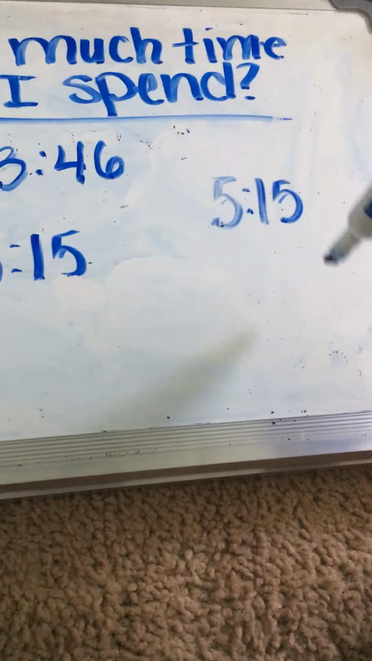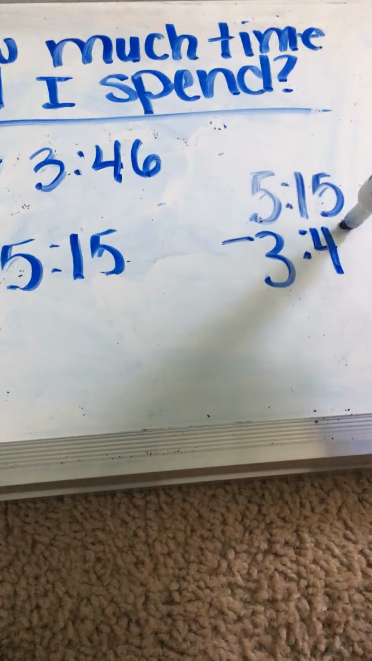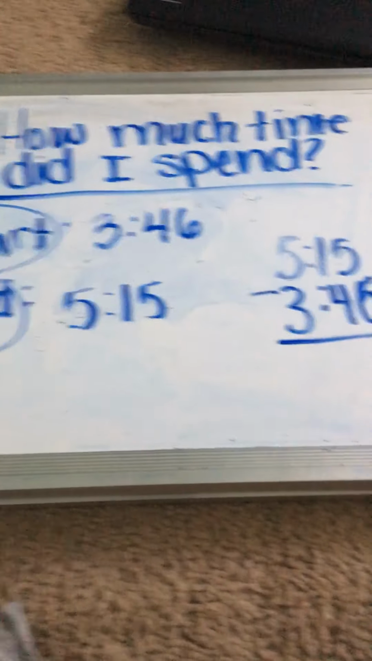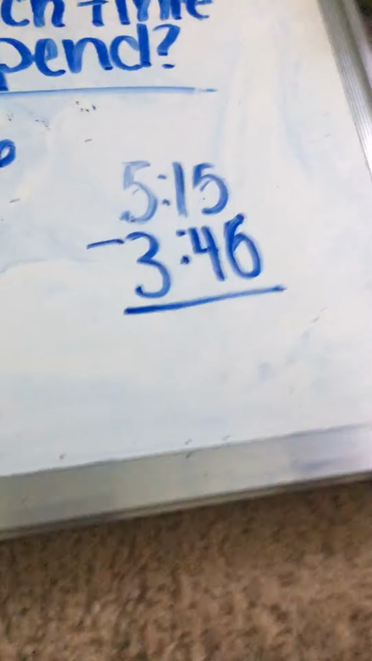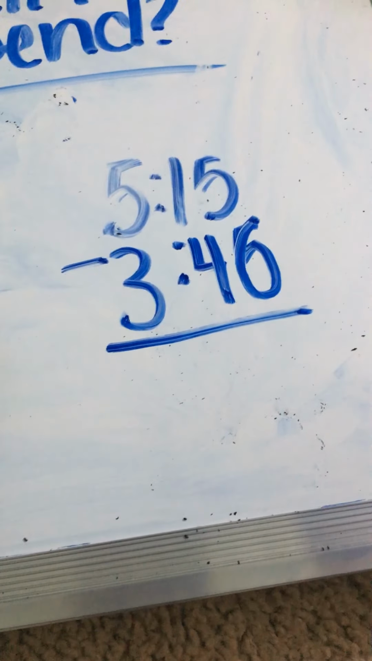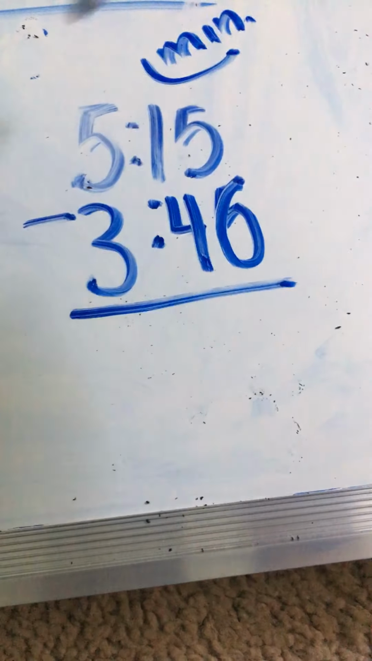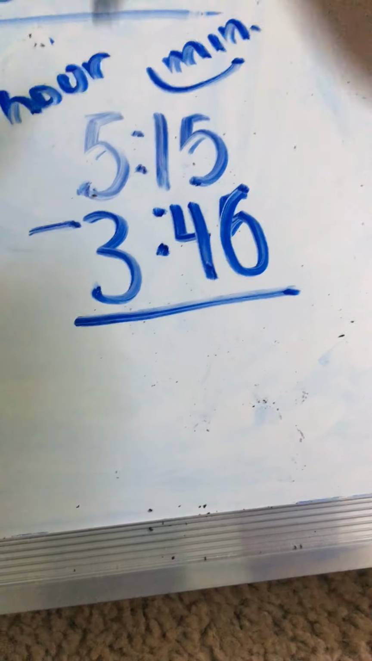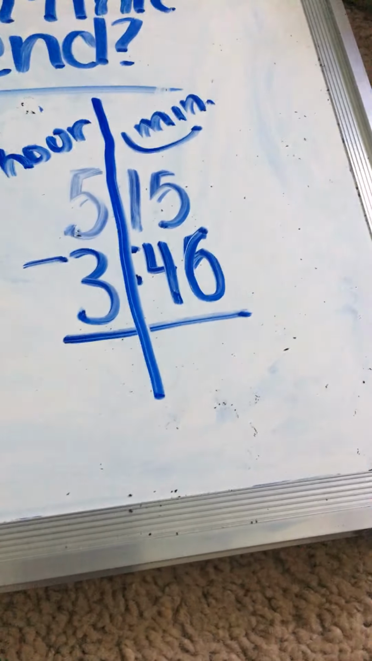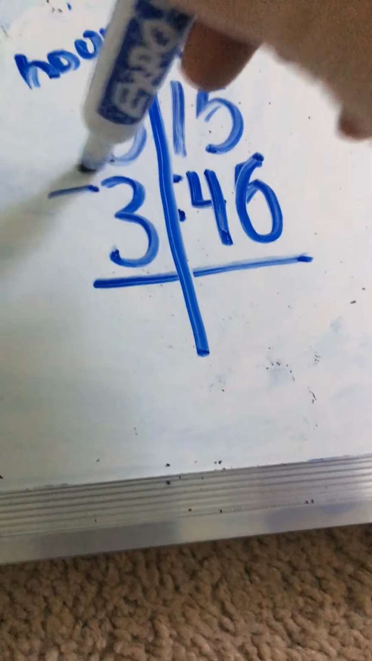So what I'm doing is I'm making these problems a little more challenging each video, so that you understand everything that you have to do when you're talking about time. So I have 15 minutes minus 46 minutes, but I cannot do that. Remember, I have my minutes over here and I have my hours over here. If I would like to regroup between my minutes and my hours, I have to add 60 minutes to my minutes, because I'm going to take away an hour.